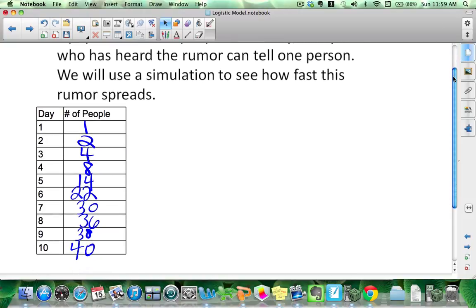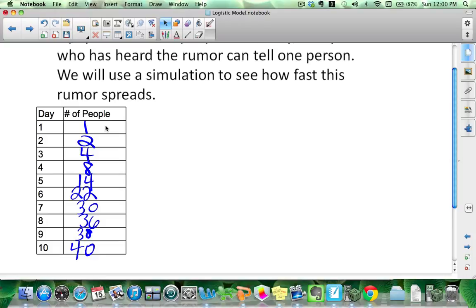And so what I did is I saved the data from last year, and we're just going to use that data. So what I would have done is assign each of you a number, and some of you were going to have to represent more than one person because I needed a sample size of 40. With a smaller sample size, there's too much random variation and it doesn't really work out. And so each of you would be one person, or some of you would be two people with like a split personality or something. And on the first day, I'm the only person that knows the rumor.